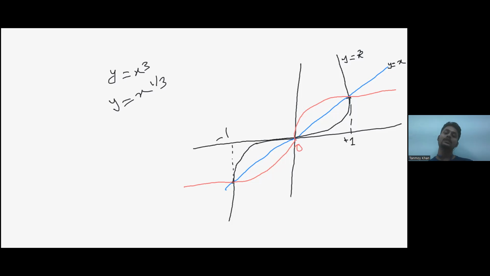You can also draw by using the analogy. This is a very simple thing, so you can similarly try y equals x to the power 4 and y equals x to the power 1 by 4. Just remember x to the power 4 is even, so it is symmetric about the y-axis.